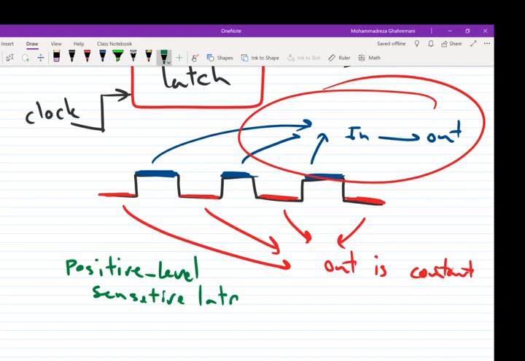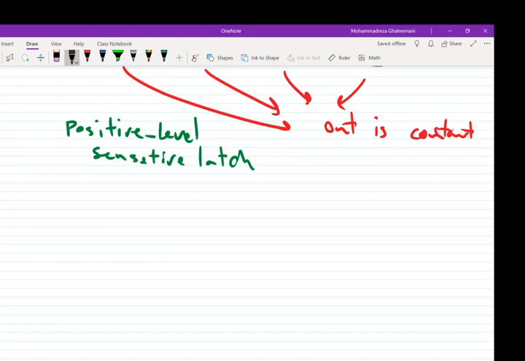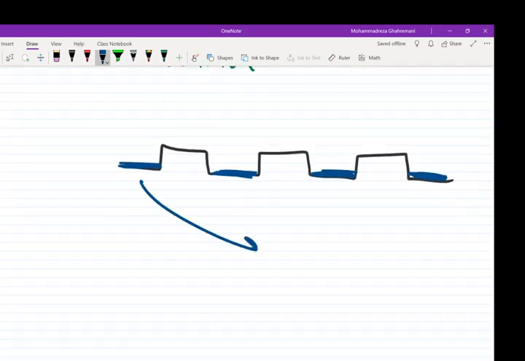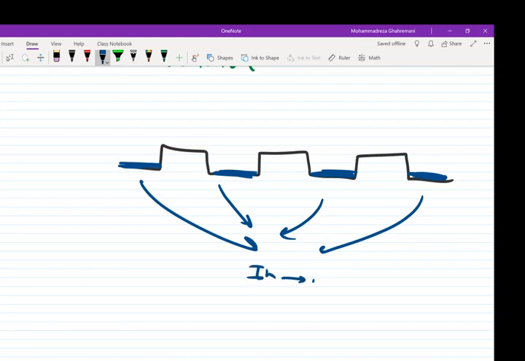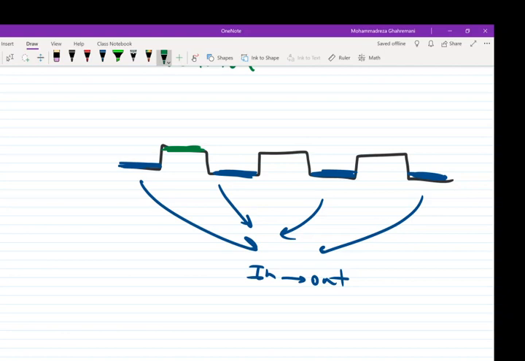Of course, we can have a negative level sensitive latch. Let me show you. If we assume this one is a clock cycle, as long as the value of the signal is low, the input moves to the output. As long as the value of the signal is high, no change.